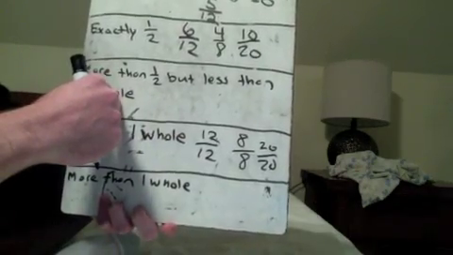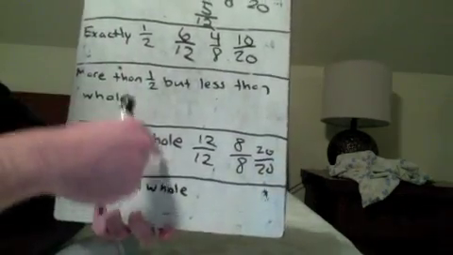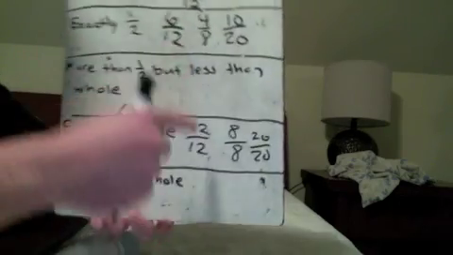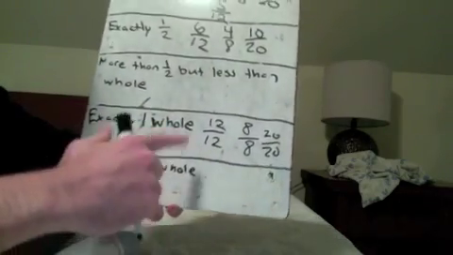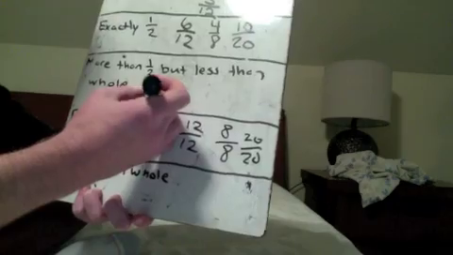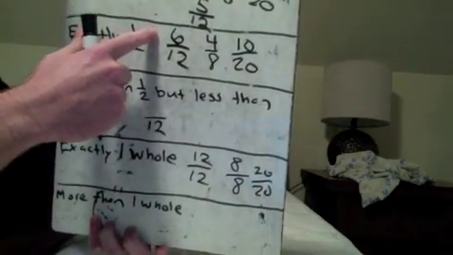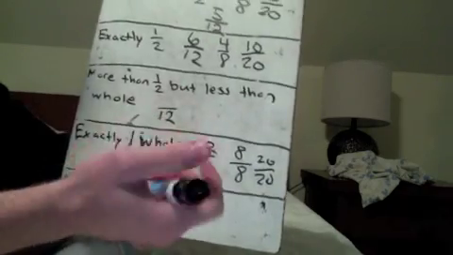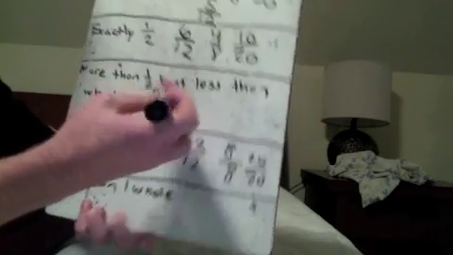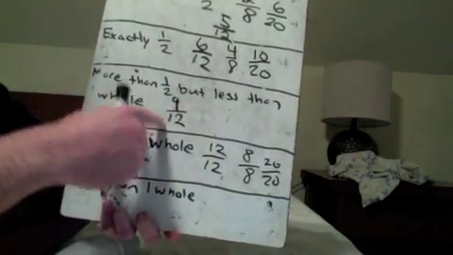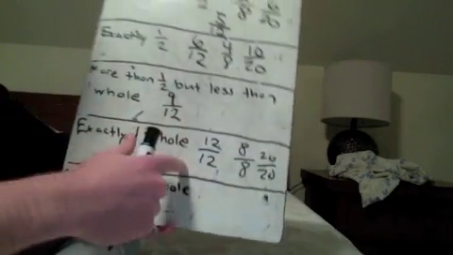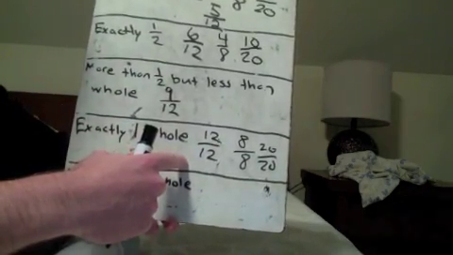More than 1/2, but less than one whole. So we're getting in between these two things, in between a half and a whole. So if I do something with 12 on the bottom of it, half of 12 is 6, all of 12 is 12, so somewhere in between there might be 9. 9/12. That would be more than half, but it's going to be less than one whole.